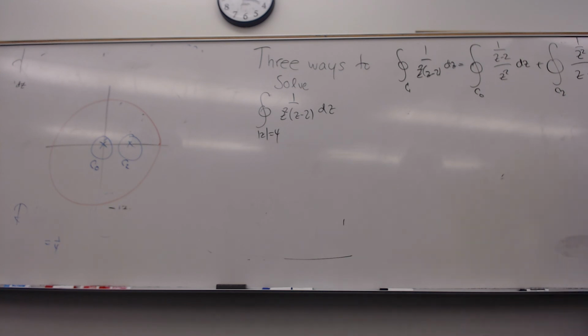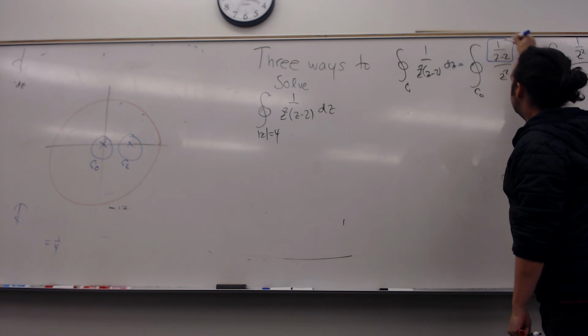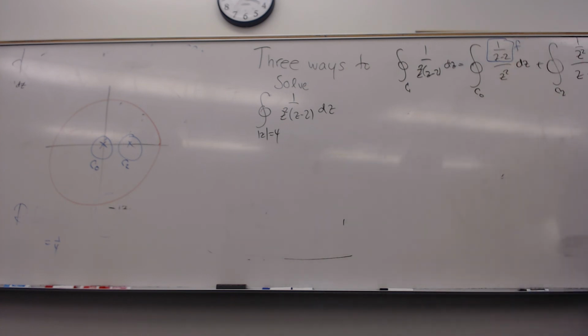But if I call this function right here f, and I call this function g, what is this equal to? I have a function that's analytic, and there's a z minus 2 in the denominator, so what does the Cauchy integral theorem say this is equal to? 2 pi i g of 2. Oh, so it's 2 pi i times 1 over 4.